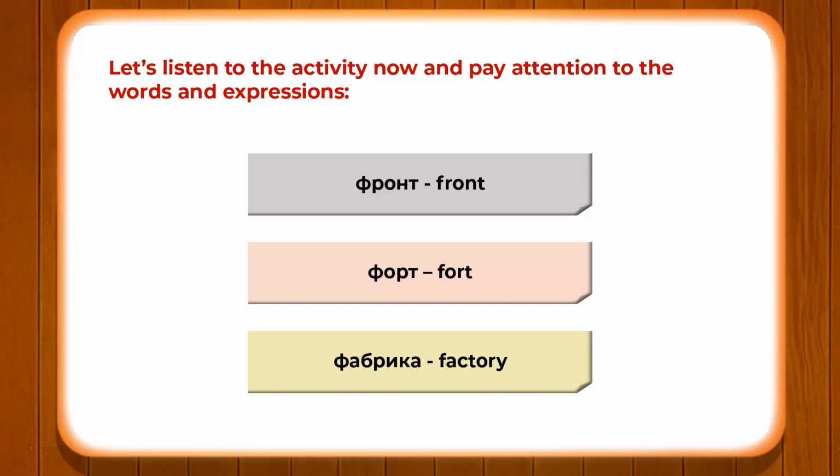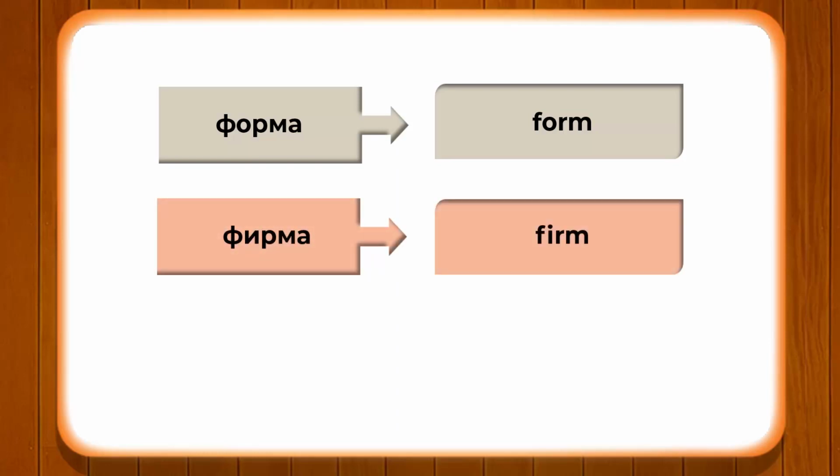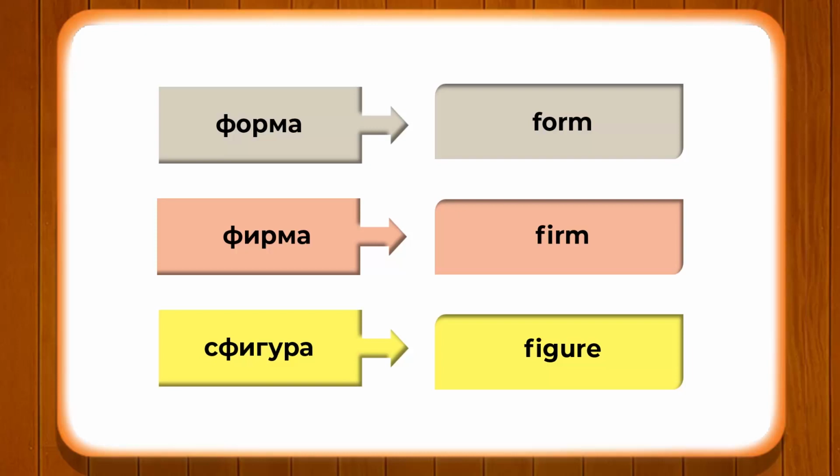Alright, now let us go ahead and discuss a few more such words having these vowel and consonant combinations. We are going to pronounce first, the first word is forma, forma, which means form. Then we have firma, firma, which means firm. Then we have figura, figura, which means figure, and in this specific case you can see the udarenie is on U, figura, that is why the sound of U is higher.